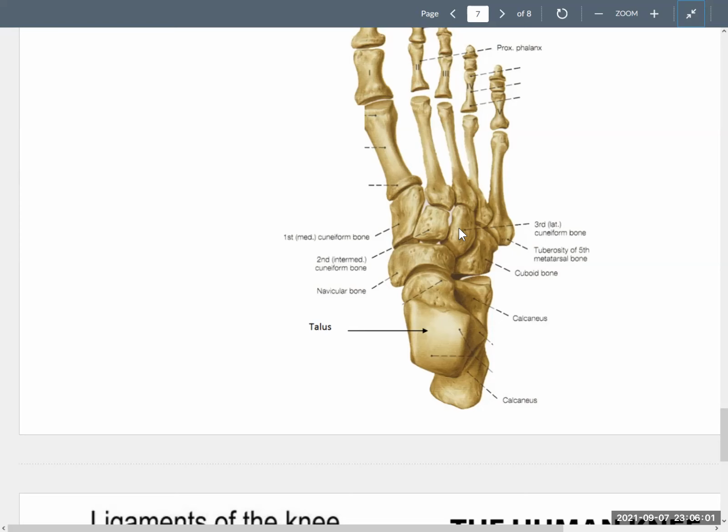Charlie? Yeah. I have a question. We have two calcaneus. No, one calcaneus, right here. Okay. Well, you have two if you count both feet. Yeah. Ah, okay. Okay, thank you.